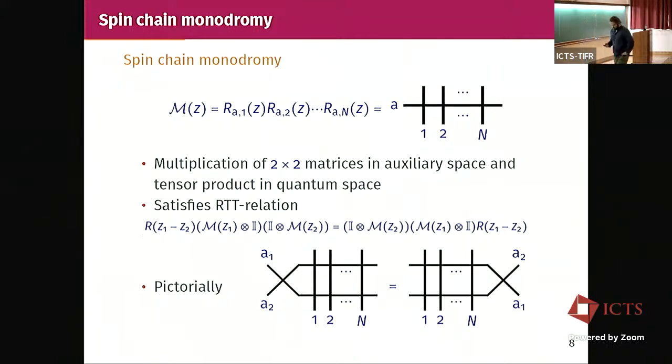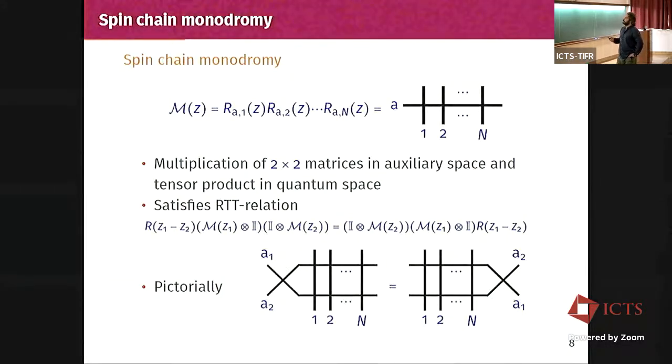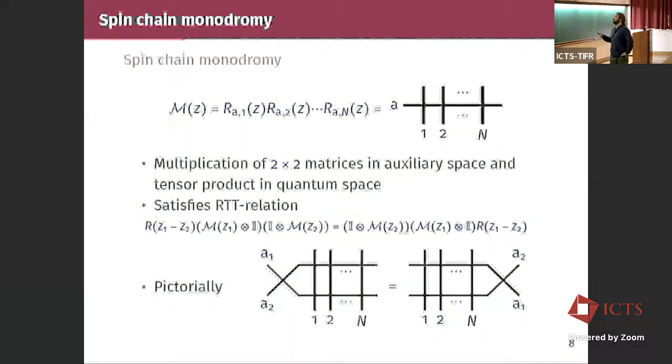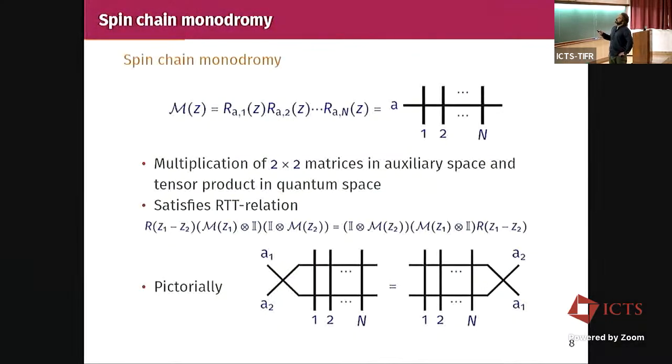Okay, so when studying spin chains in the quantum inverse scattering method, the first thing one would do is to construct the spin chain monodromy. This is this product of R matrices in the so-called auxiliary space, and then I take a tensor product in this other space, which is called the quantum space. And this is then a 2 by 2 matrix in the auxiliary space and a 2^n times 2^n matrix in the quantum space. And it has this nice property that it satisfies the RTT relation, which is this equation here. So RMM is equal to MMR. So you can move these lines subsequently through this vertex here on the left, and then you end up with this picture.